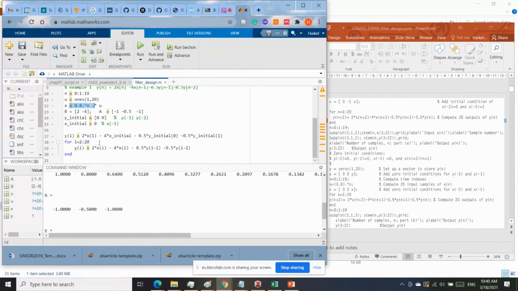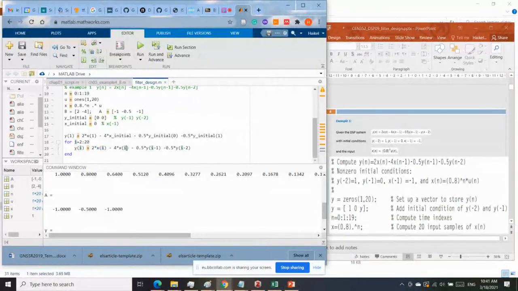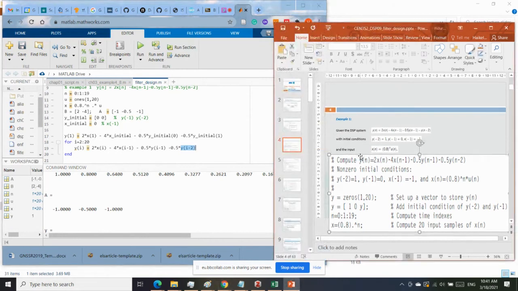x2 is available here, so here will be x2, this x2 exists. The second one is x minus 1, sorry, minus 1 here. Here it will be x1, available here, and here will be y2 minus 1, meaning y1, which we computed here, and this minus a half y2 minus 2, meaning y0. Okay, we're gonna have a problem again. y0 here.